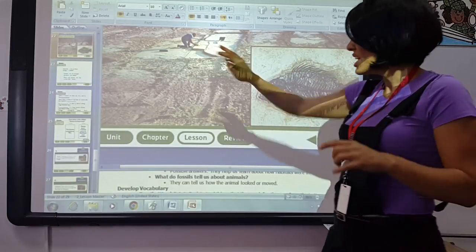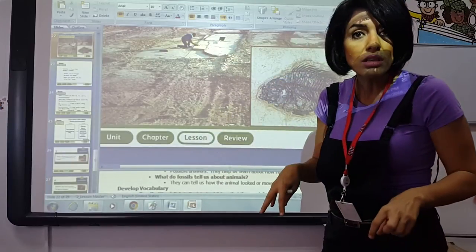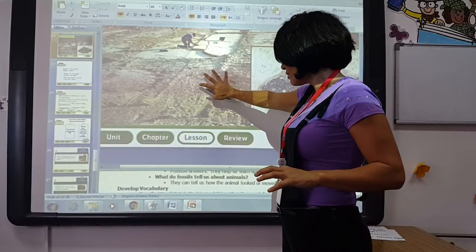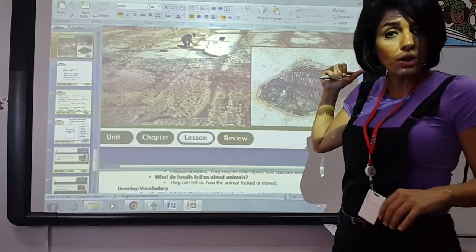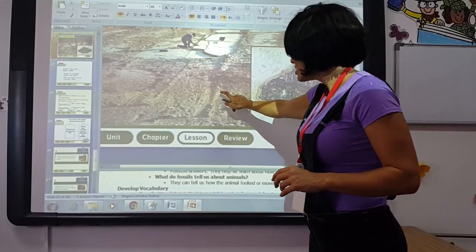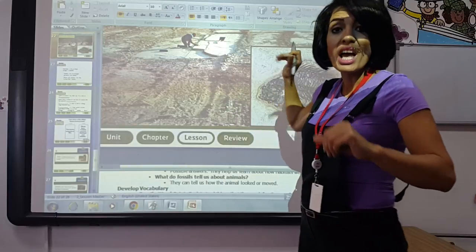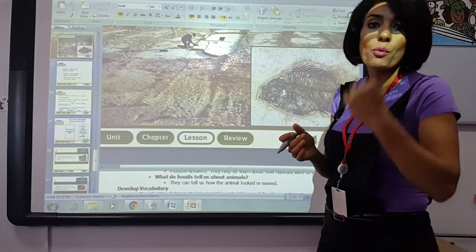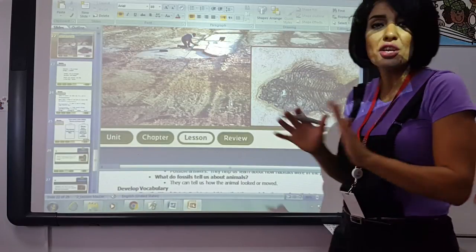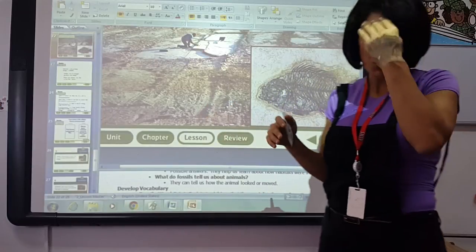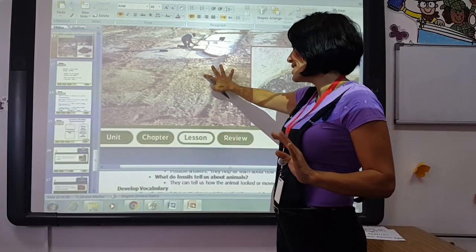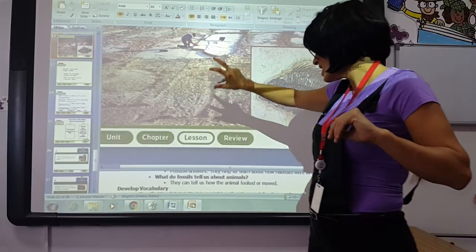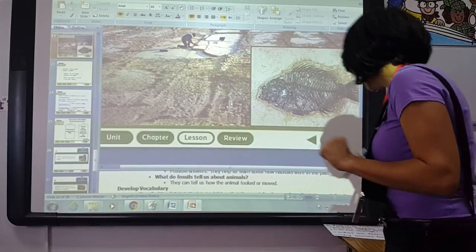So fossils are found down in the ground, and they can show us two things. How did this habitat look before, and how did this animal look or move before? Okay, so fossils are very important to scientists. They show how this habitat looked in the past, and they tell how the animal looked or moved.